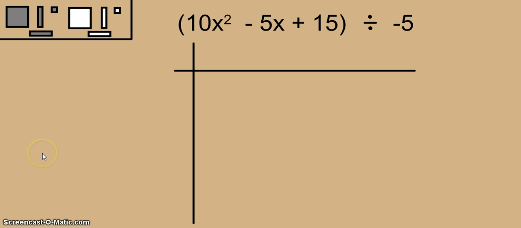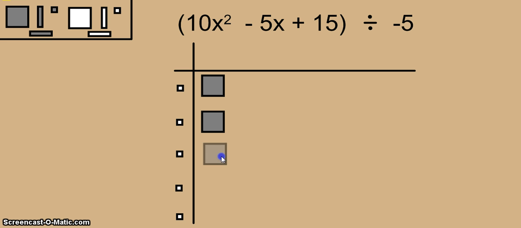We begin by modeling the divisor -5 coming down the side. So -5 can be modeled using 5 unshaded unit tiles. Now we need to model the dividend, our trinomial, inside the grid. So we need to divide 10x squared among our 5 negative unit tiles.